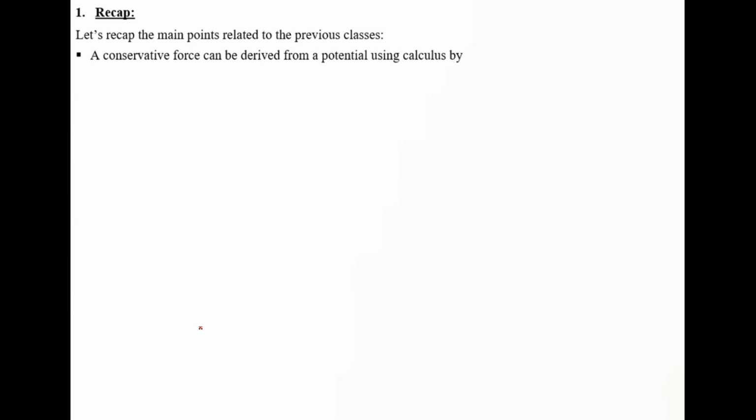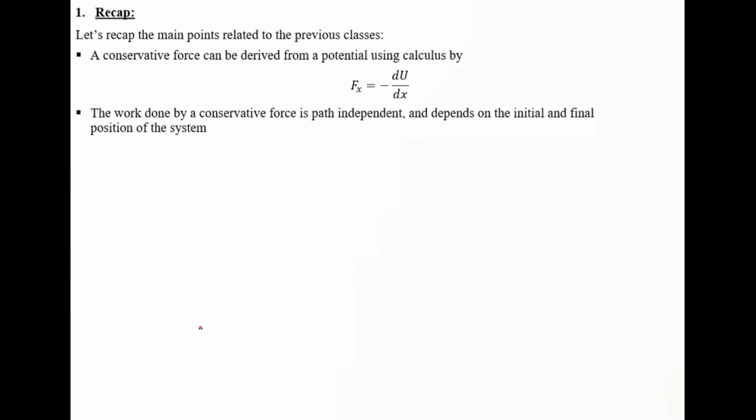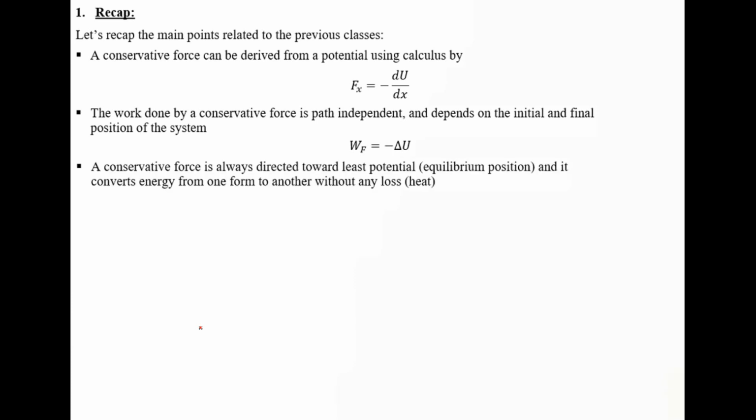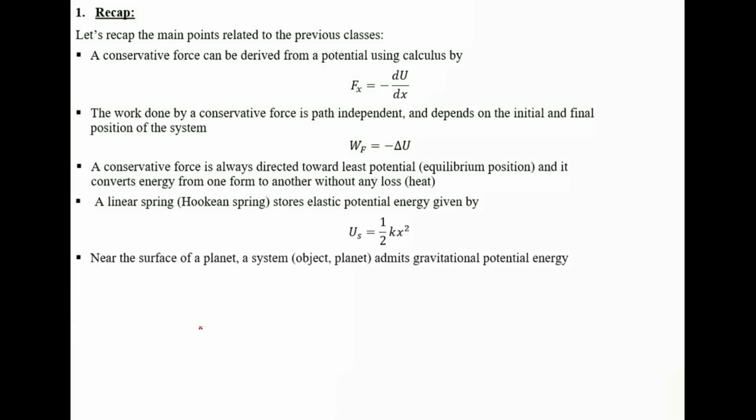A conservative force can be derived from a potential using calculus. The work done by a conservative force is path independent and depends on the initial and the final position of the system, and it can be calculated using the negative variation of the potential energy. A conservative force is always directed toward the least potential equilibrium position, and it converts energy from one form to another without any loss. A linear spring stores elastic potential energy given by half kx squared.